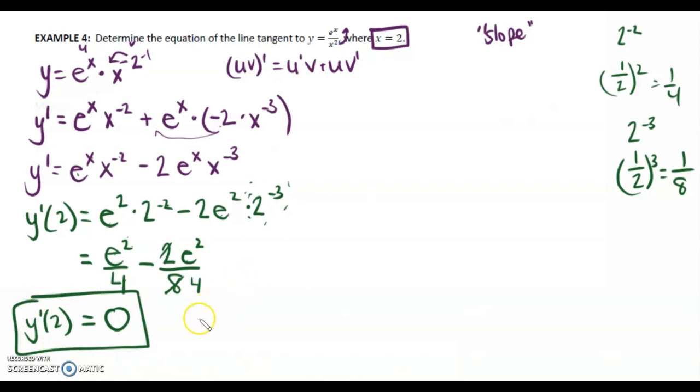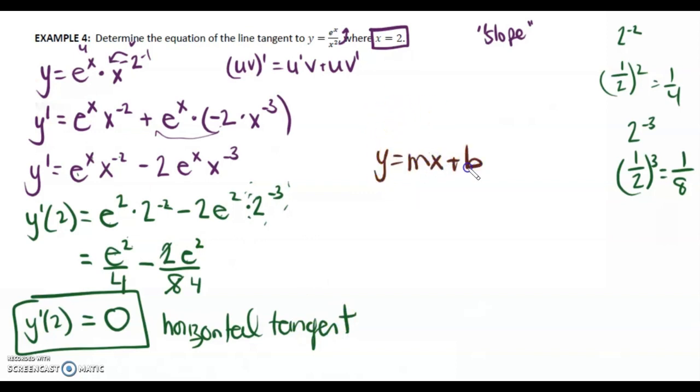The slope of our tangent line is 0. That means we have a horizontal tangent. If we think about what that means in regards to y equals mx plus b, we're going to have y equals 0x plus b. So this term is going to go to 0 regardless. We would sub the 2 in here, but it doesn't matter, okay? So we're going to go y equals b.